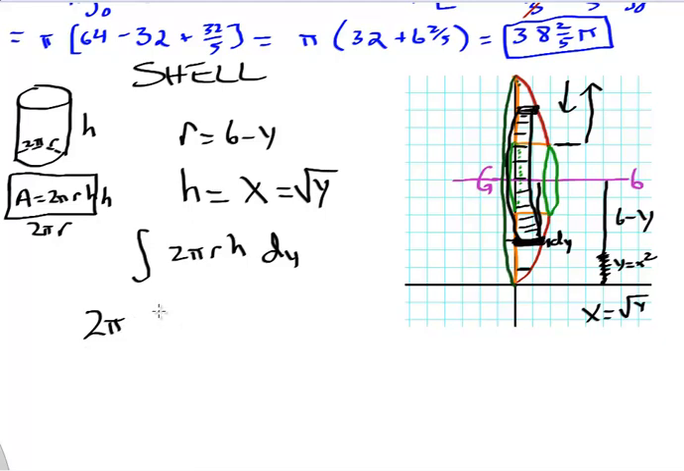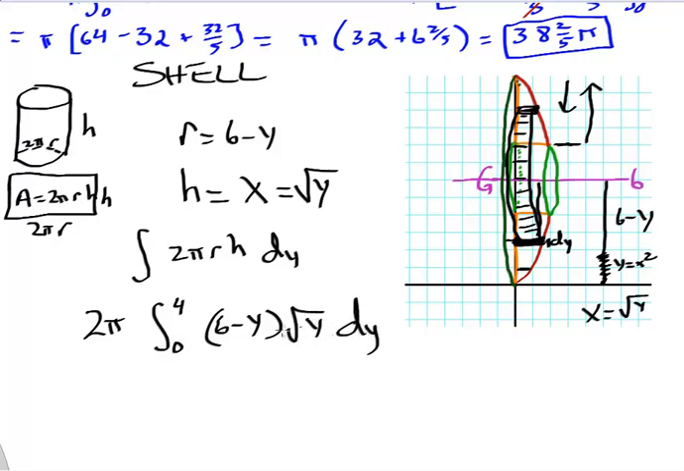2 pi integral, well, it's a dy. What are we integrating from here? We've got to be careful here. I'm going to stack it. I think the easiest way is from zero all the way into the 4 line. I don't want to go into the 6 line because I don't have any labels in there. I have no thickness in there. I have no area in there. It's hollow. So I'm going to go all the way up to the 4 line. So in the y sense, it's 0 to 4. And then the r is 6 minus y. And the h is root y.